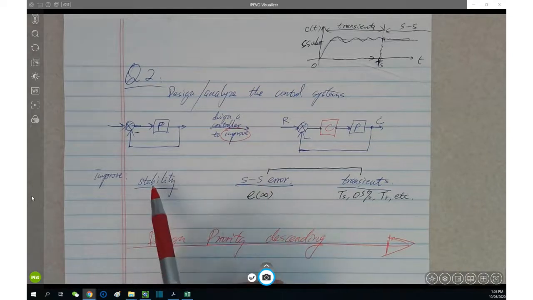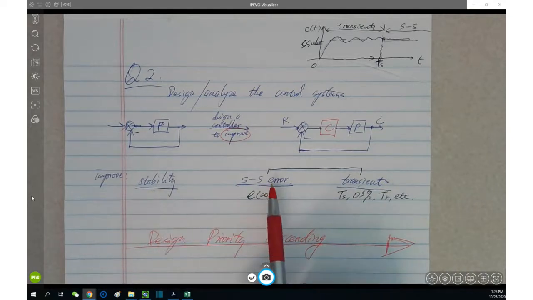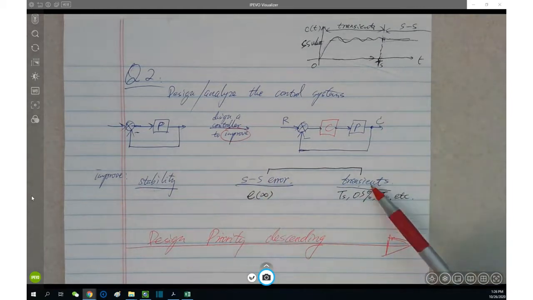But once the system is stable, next you need to study if the steady state error is small enough, right? The smaller the better, remember? 0 is perfect. If the steady state value is not perfect yet, don't waste your time going ahead to the transient. That's meaningless. So this is a priority. It's descending. Who is the most important thing? And then followed by the next. And then the last one is transient. Okay. So this is very important.